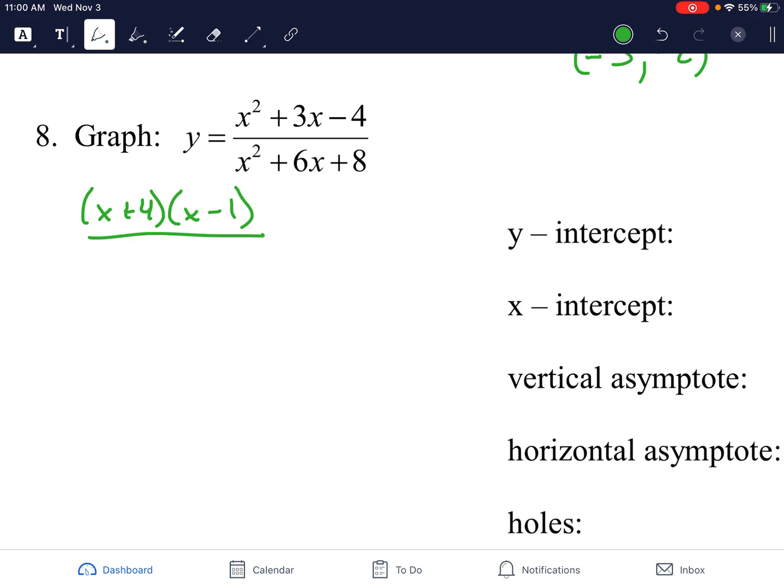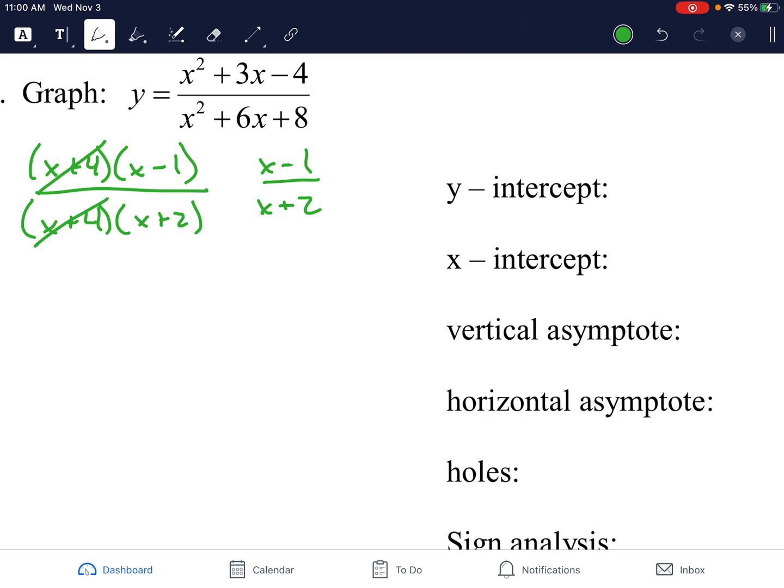On the bottom, two numbers that multiply to give you +8 and add up to give you 6 are x plus 4 and x plus 2. Since the x plus 4s are both on the top and the bottom, we can cancel those out. We're going to be dealing with x minus 1 over x plus 2. So that's the equation we're going to use for finding all this stuff on the right.